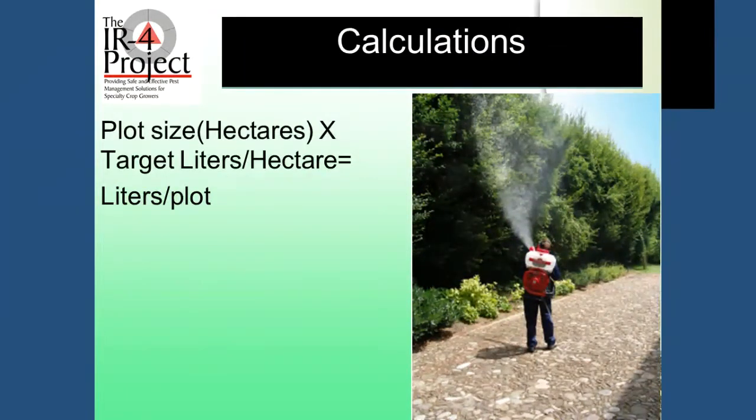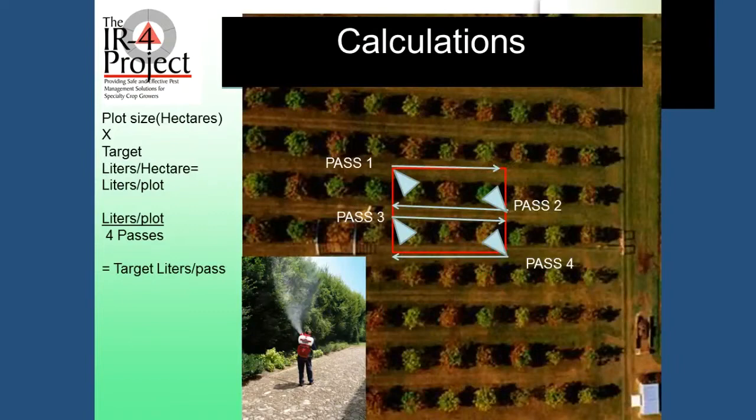So you know the plot size in hectares, because you just calculated that. From the protocol, you would find the target number of liters per hectare. And if you multiply those together, you're going to know how many liters you need to cover the plot. Okay. Next slide, please.